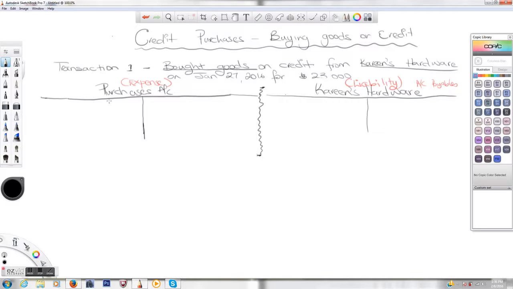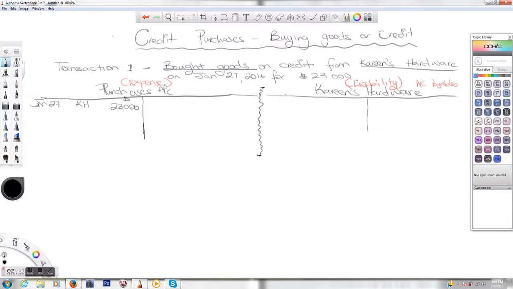I realize that I'm telling you the double entry rules over and over again, even though you already know them. To increase an expense, you debit. And since this transaction is increasing purchases, we're going to debit our purchases account because it's an expense. So January 22, Kareen's Hardware, I'm shortening for space, amount $23,000.